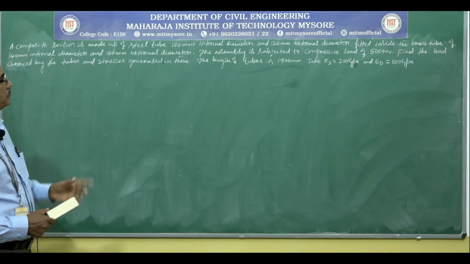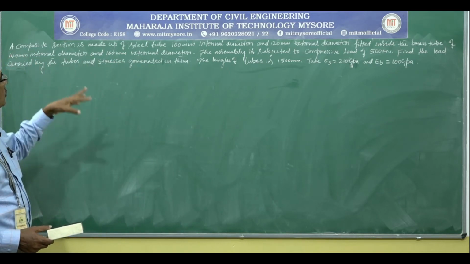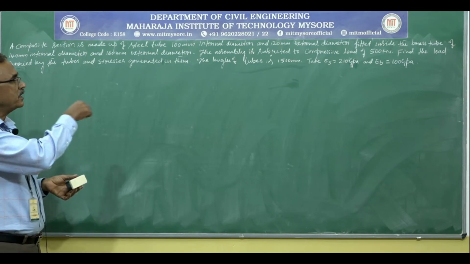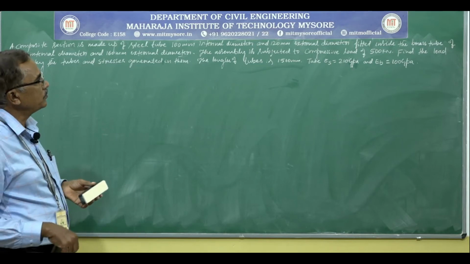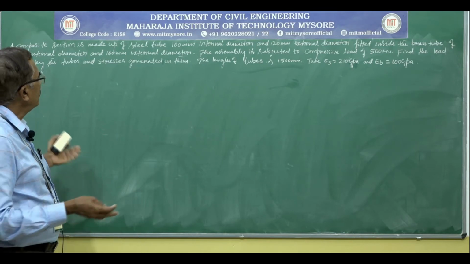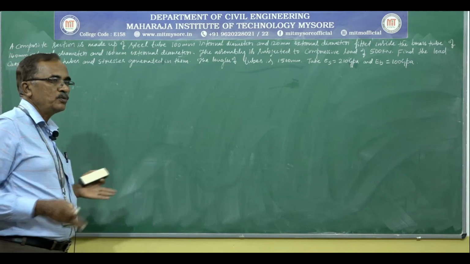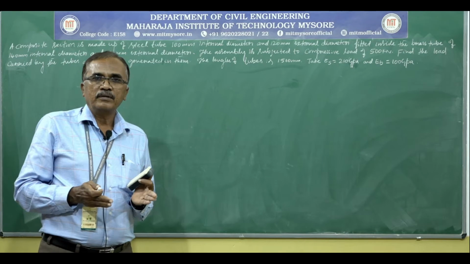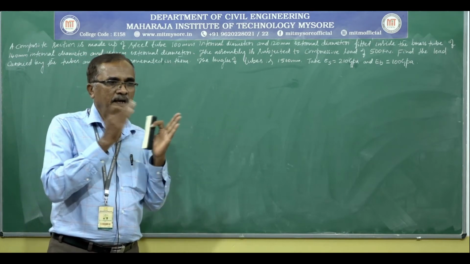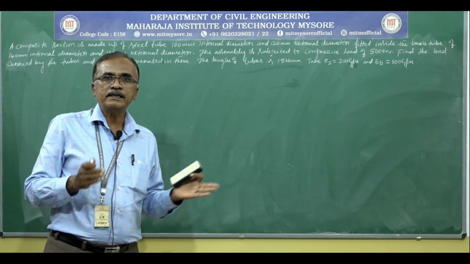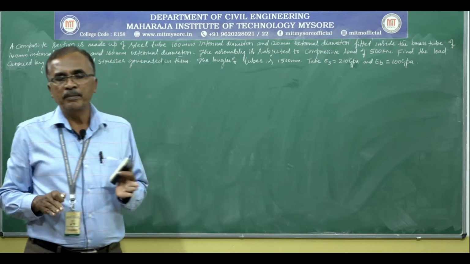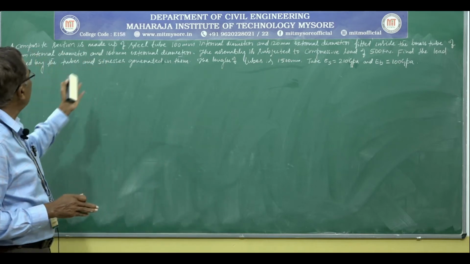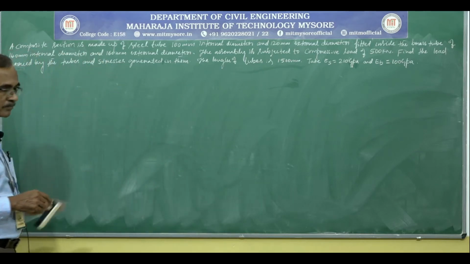So here there are two tubes, one is a steel tube, another one is a brass tube. Steel tube is inserted inside the brass tube, and these two tubes are made as a compound bar with suitable end plates, and this composite bar member is subjected to compressive load of 500 kilonewton, asked to find the stresses generated in them.